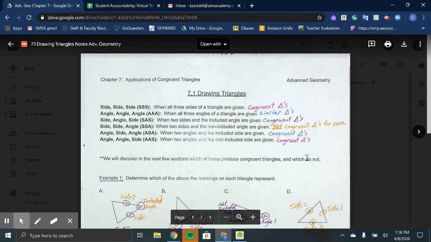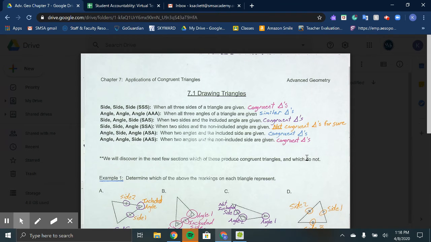Welcome to lesson 7.1, Drawing Triangles for Advanced Geometry.